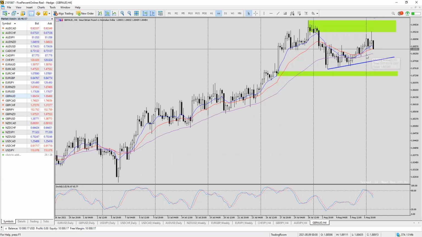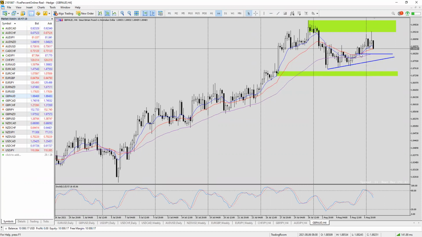The Pound Aussie can find more support from this moving average as well. Around here, I would say around this level, you can find some support as well.